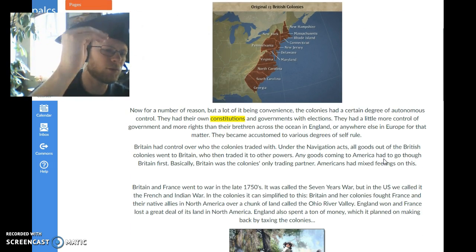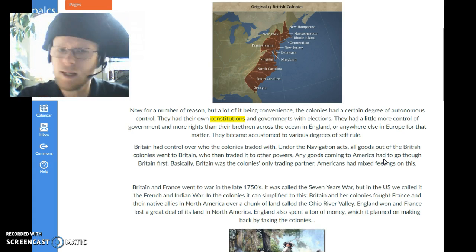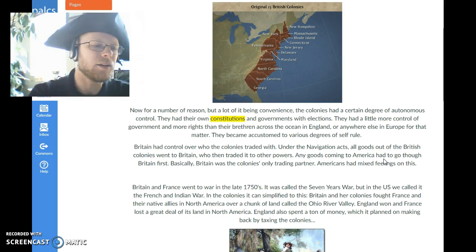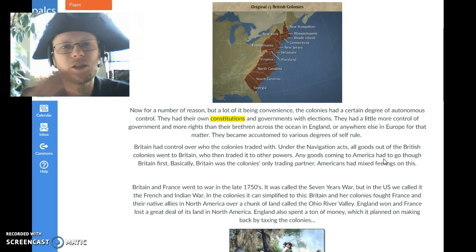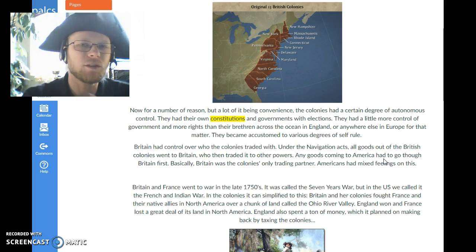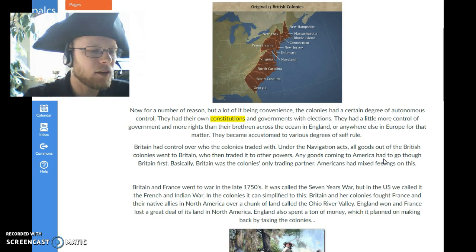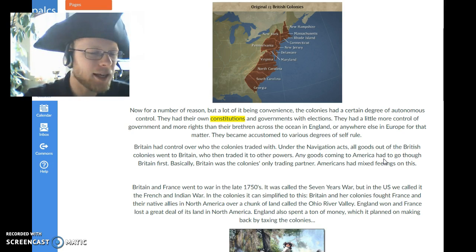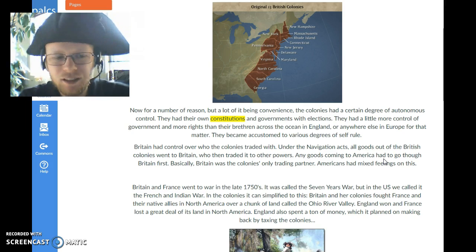So for a number of reasons, but a lot of it just being convenience, because the colonies were so far away from England, they had a certain degree of autonomous control. They had their own constitutions and governments with elections. So autonomous control means sort of like a measure of independence. They had a little more control of government and more rights than their brethren across the ocean in England or anywhere else in Europe for that matter. Remember, a lot of them had monarchies or constitutional monarchies. So the American colonies became accustomed to various degrees of self-rule.